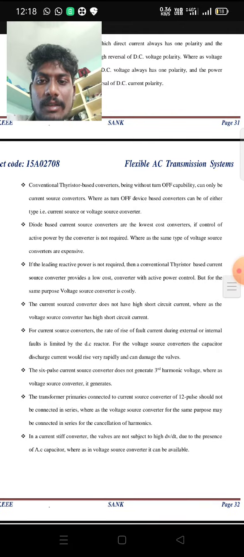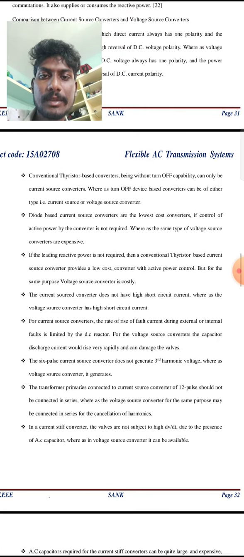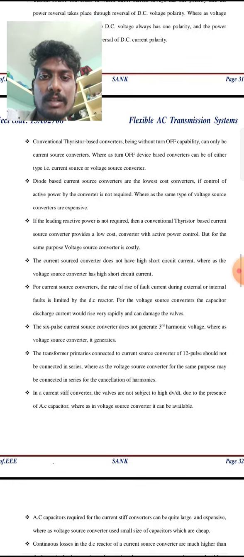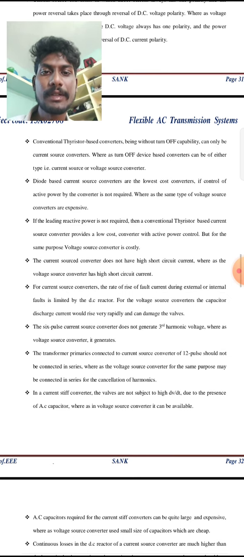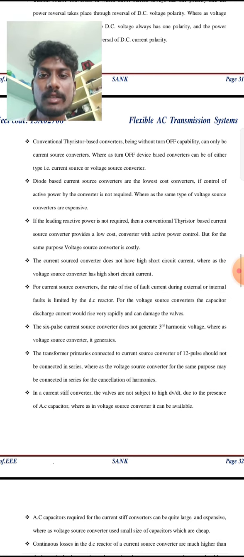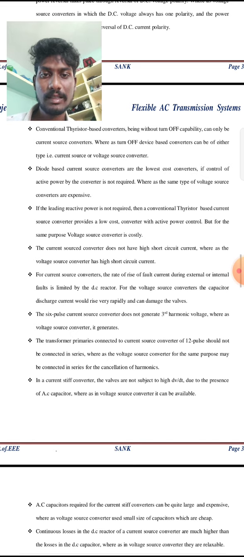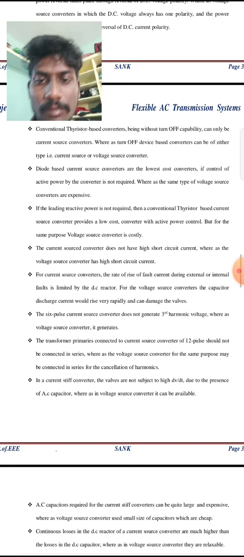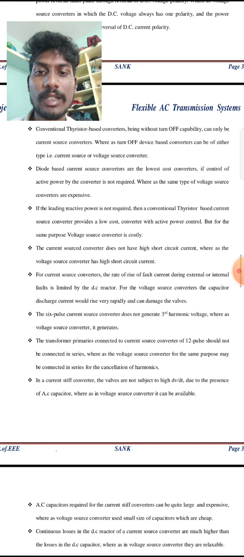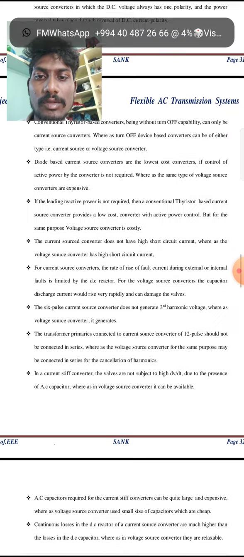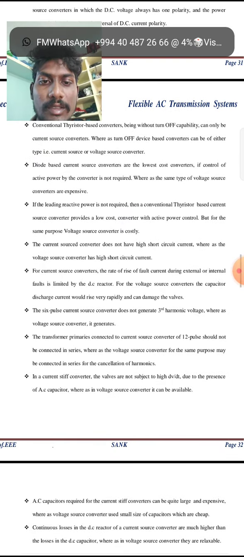These are the important points. Conventional thyristor-based converters, being without turn-off capability, can only be current source converters, whereas turn-off device based converters can be either type, that is current source or voltage source converter. Diode based current source converters are the lowest cost converters if control of active power by the converter is not required, whereas the same type of voltage source converters are expensive. If turn-off capability is not required, then the conventional thyristor based current source converter provides a low cost converter with active power control.